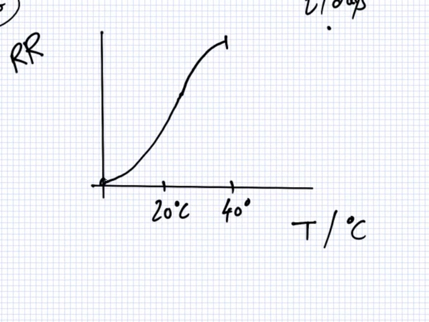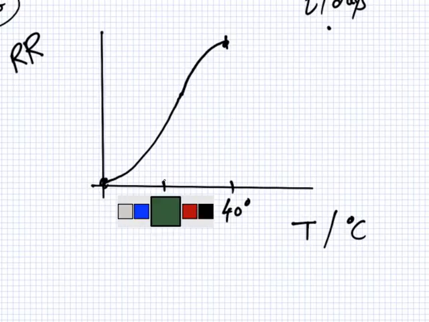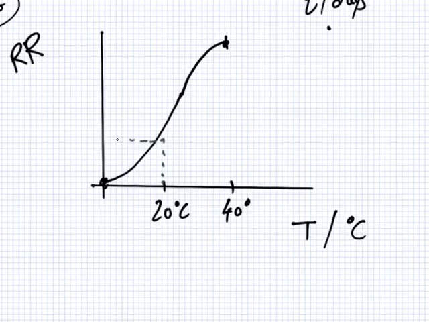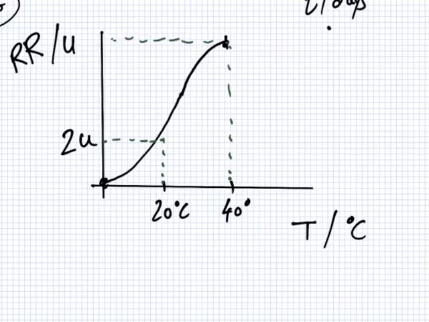So from here to here, it's roughly exponential. And I need to give you two numbers on the y-axis. So here, I don't know what units you use for reaction rate, but we'll just call them units. Okay, so we'll say here is 2 units, and let's say here is 3 units.